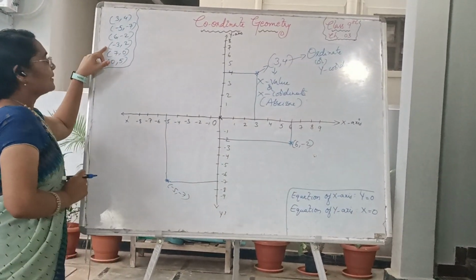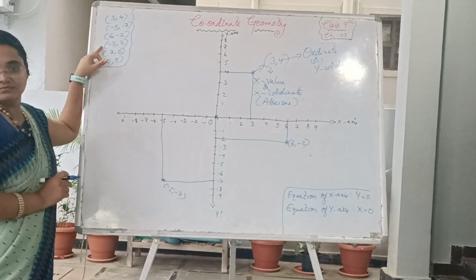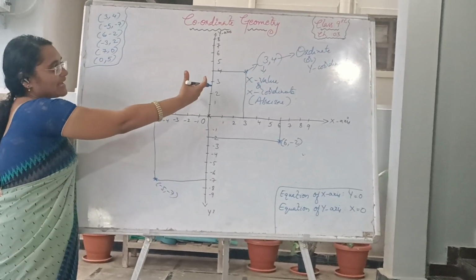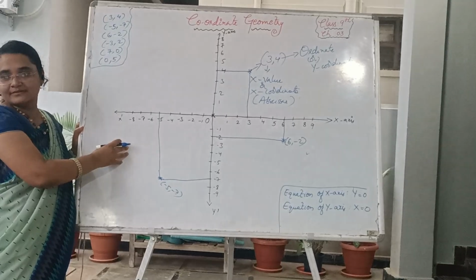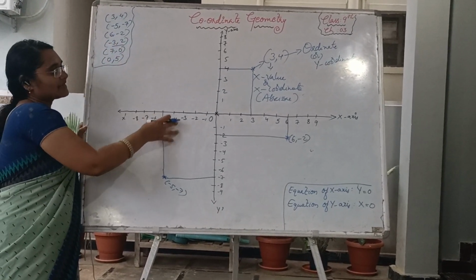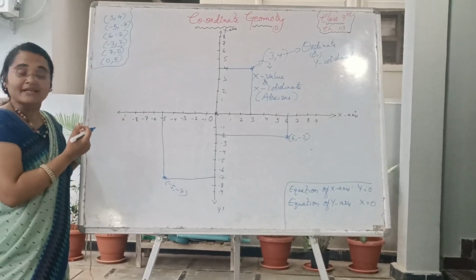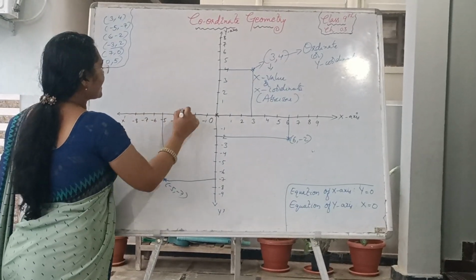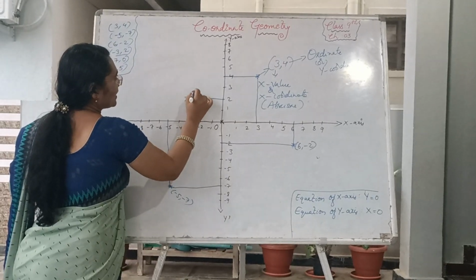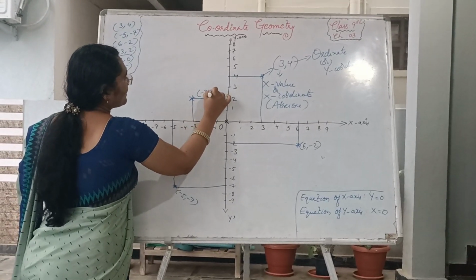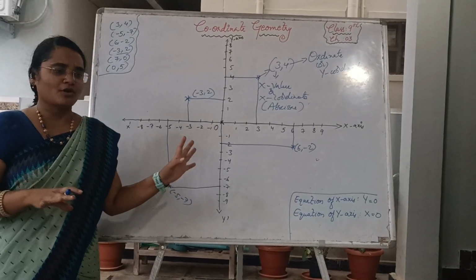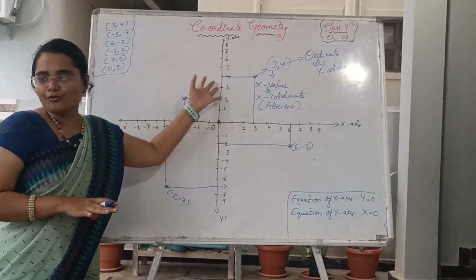Next point (-3, 2). Second quadrant. Very good. Should I take -3 on the y-axis or the x-axis? X-axis. Very good. So -3 I am taking on the x-axis, and plus 2 on the y-axis. So the point will be (-3, 2). Up to here you have no doubt, because every point will be in the four quadrants.